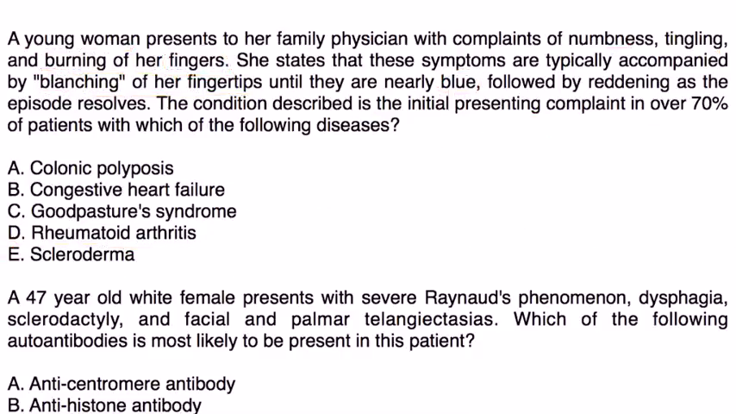A 47-year-old white female presents with severe Raynaud's phenomenon, dysphagia, sclerodactyly, and facial and palmar telangiectasias. Which of the following autoantibodies is the most likely to be present in this patient? Well, this is good because this describes that CREST syndrome. It's a pretty common licensing exam question.